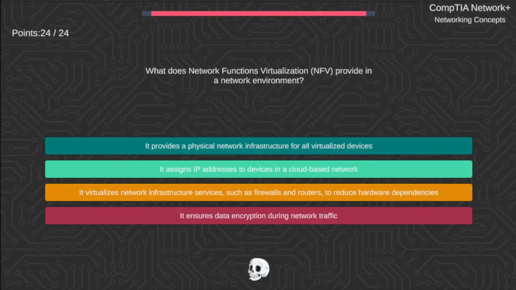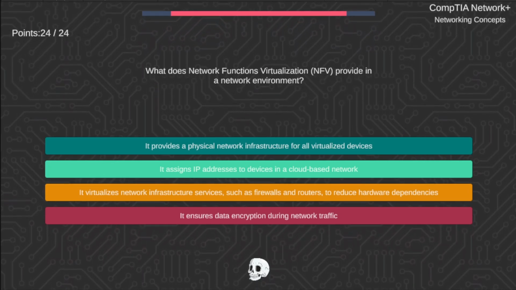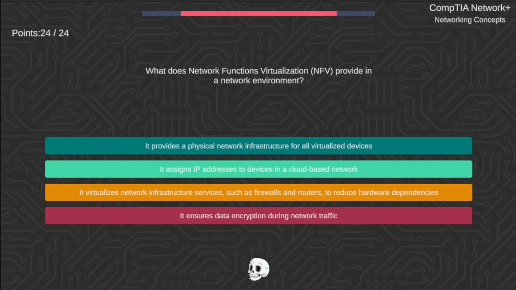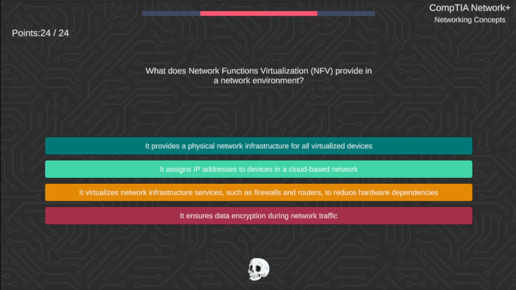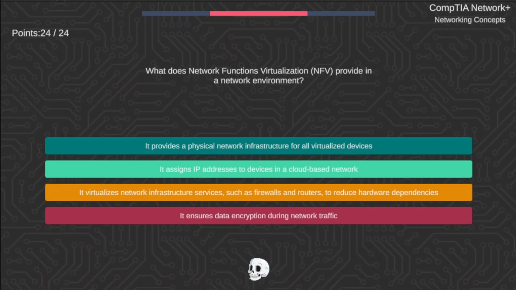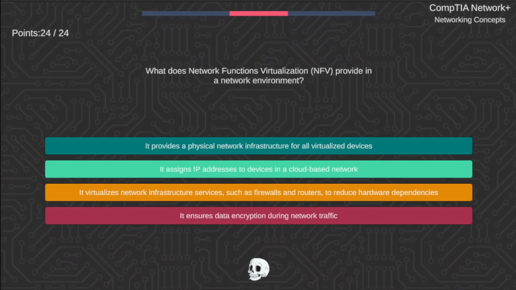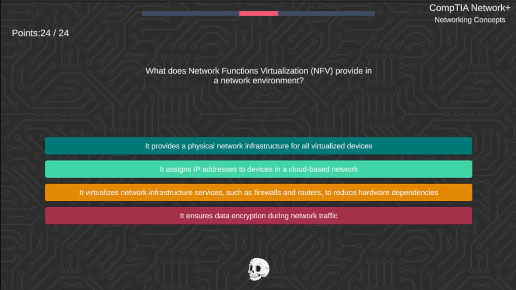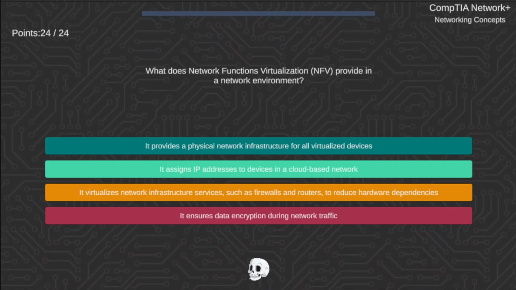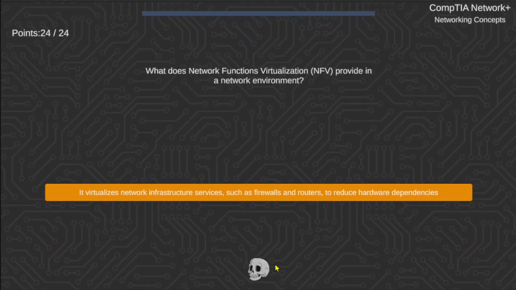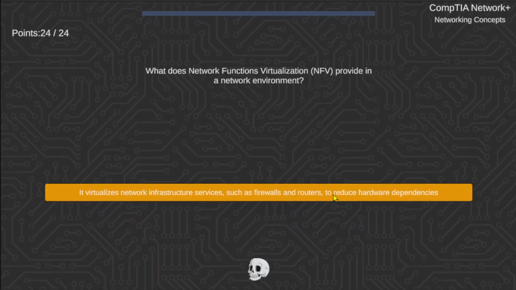What does network functions virtualization provide in a network environment? Network function virtualization. It provides a physical network infrastructure for all virtual devices. It assigns IP addresses to devices in a cloud-based network. It virtualizes network infrastructure services such as firewalls and routers to reduce hardware dependencies, or it ensures data encryption during network traffic. Network function virtualization. Correct answer is it virtualizes network infrastructure services such as firewalls and routers to reduce hardware dependencies.